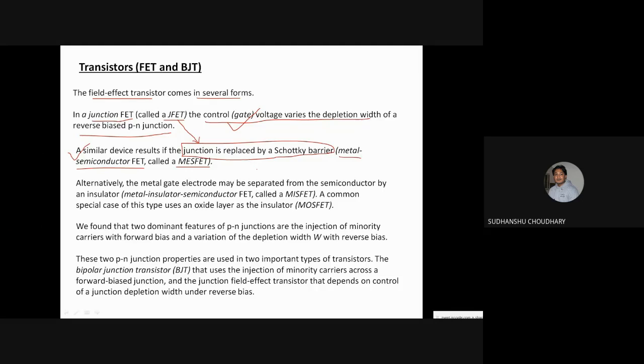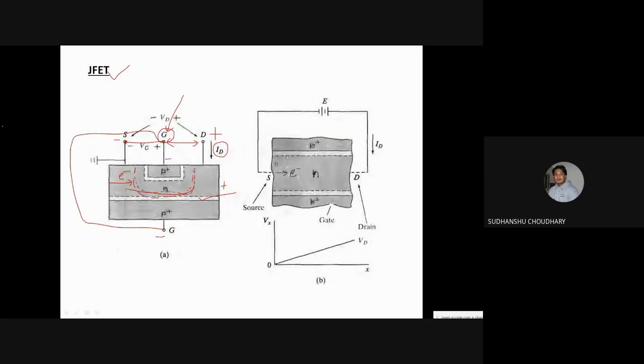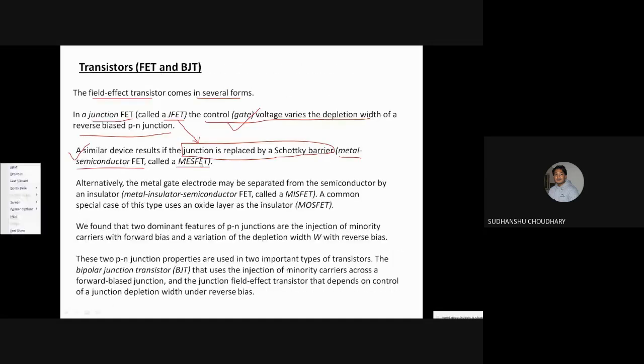Okay. So I'll go back to this slide and show you. Here we had a PN junction. Now this P is replaced by metal. So I have a Schottky barrier now between this metal and N. Similarly, this is also replaced by metal. And this turns into a MESFET, or metal semiconductor field effect transistor, right?